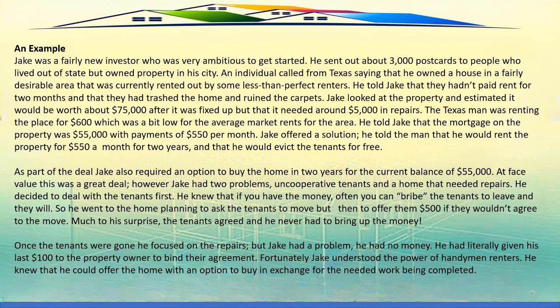Jake offered a solution. He told the man that he would rent the property for $550 a month for 2 years, and that he would evict the tenants for free. As part of the deal, Jake also required an option to buy the home in 2 years for the current balance of $55,000. At face value, this was a great deal. However, Jake had 2 problems: uncooperative tenants and a home that needed repairs. He decided to deal with the tenants first.